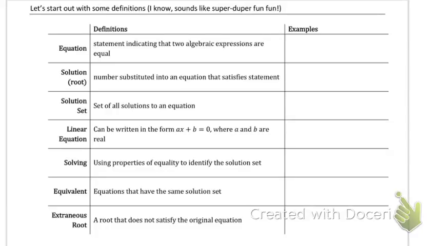A whole list of definitions, most of which you should already know, starting with an equation. I hope you've seen an equation once before in your life. An equation is just a statement indicating that two algebraic expressions are equal. So my example is 3x equals 6. That's an equation.